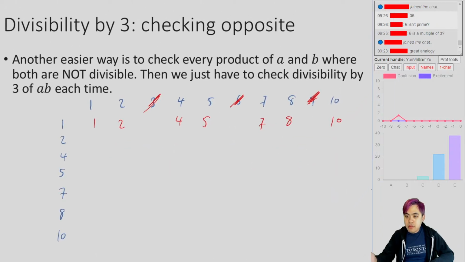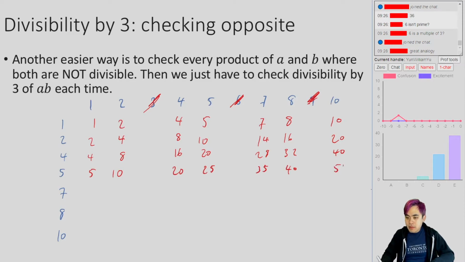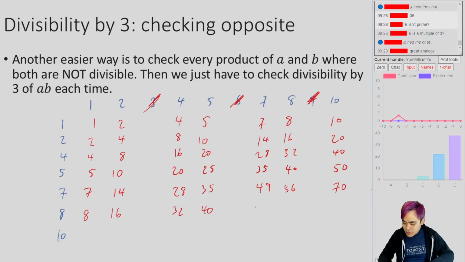Oh, sorry. We get 2, 4, 8, 10, 14, 16, 20, 4, 8, 16, 20, 28, 32, 40, 5, 10, 20, 25, 35, 40, 50, 7, 14, 28, 35, 49, 56, 70, 8, 16, 32, 40, 56, 64, and 80, and lastly 10, 20, 40, 50, 70, 80, and 100.